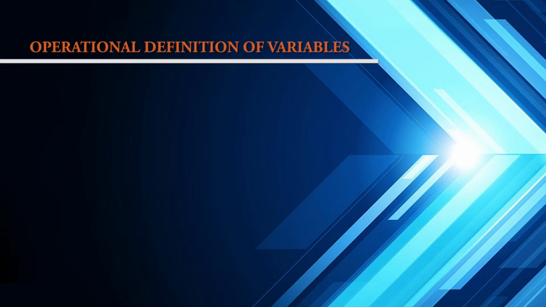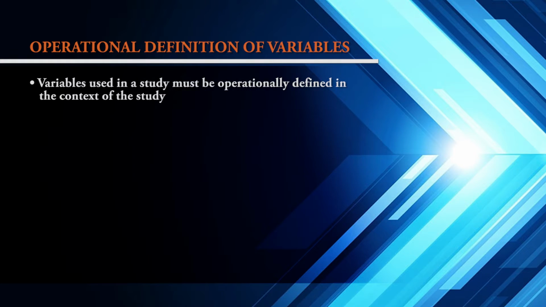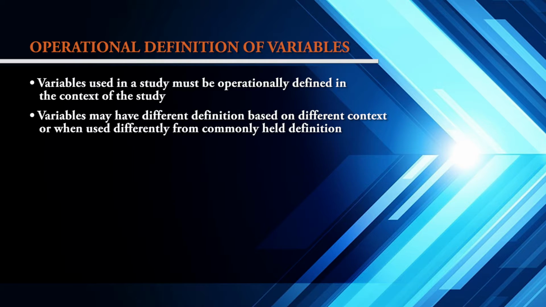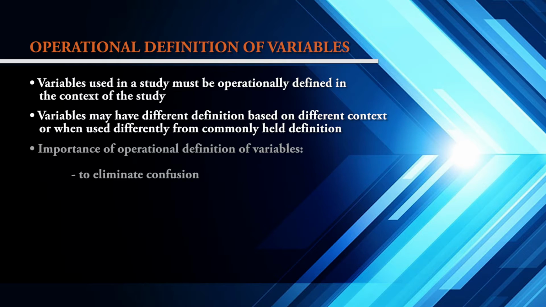Let's move on to the operational definition of variables. Variables used in a study must be operationally defined as they are used in the context of the study. This is especially important when they have different definitions in different contexts or when using them in a way different from the commonly held definitions. Clear operational definition of variables will eliminate confusion.